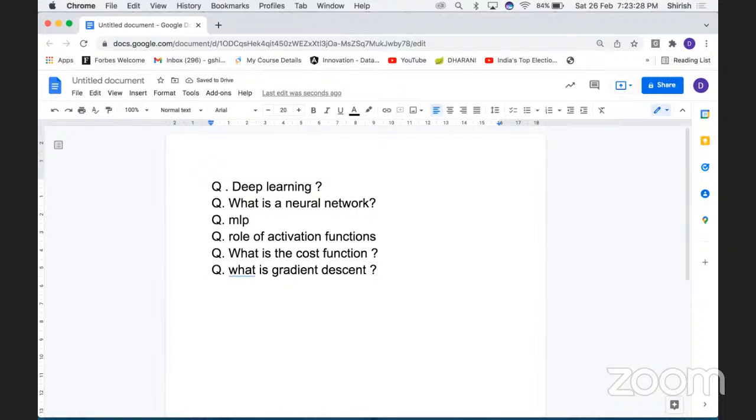What is gradient descent? The gradient descent algorithm. How does it work in machine learning? One of the most used machine learning algorithms, right?